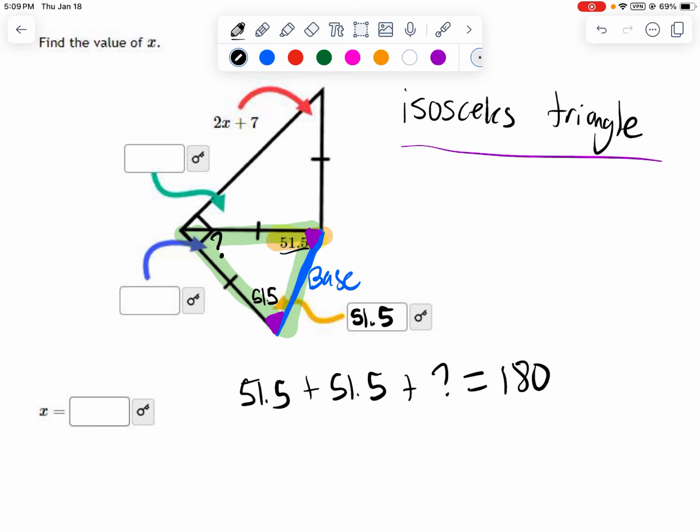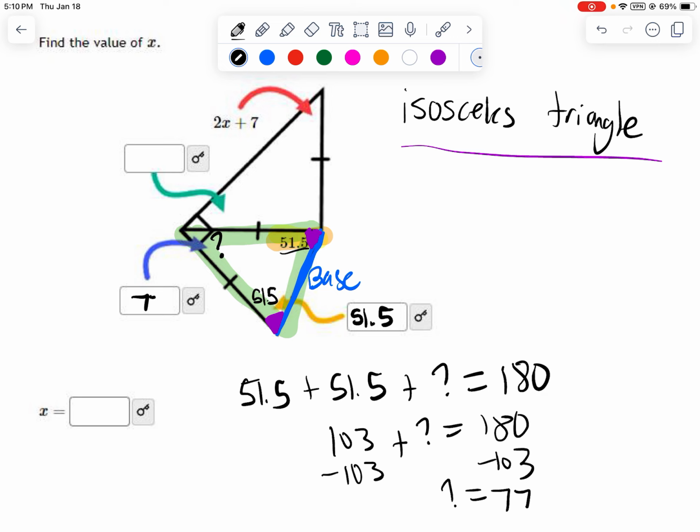Right there. Okay, so from there, combine your angles, add them up to 180 degrees. So we know 51.5 plus 51.5, we get 103. Plus our third mystery angle is 180. Subtract the 103 over, and that means that that third angle in that triangle down there has to be 77, right? This has to be 77 degrees right there.